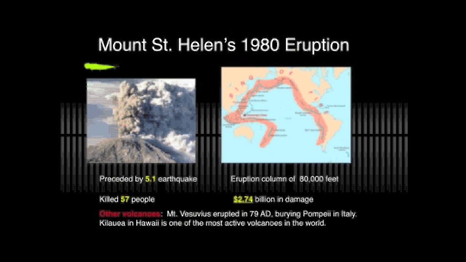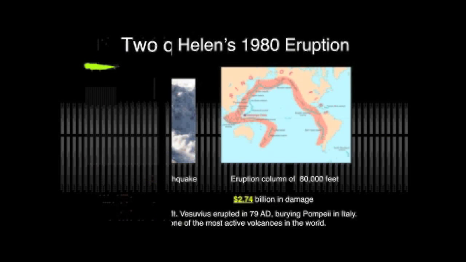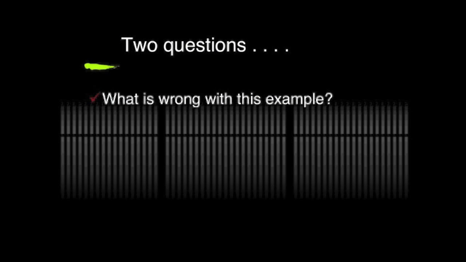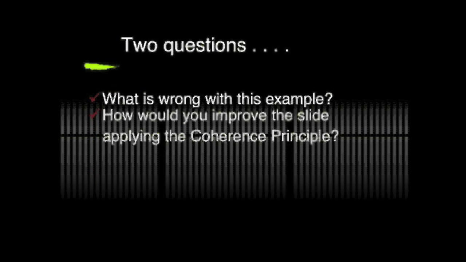Additionally, there are 4 bulleted points, 2 that are emphasized using animations. And finally, there's a statement regarding volcanoes in Italy and Hawaii. This leads us to ask you, the viewer, 2 questions. First, using the coherence principle, what's wrong with the slide you just saw? And second, what would you suggest to improve the slide in concert with the coherence principle?